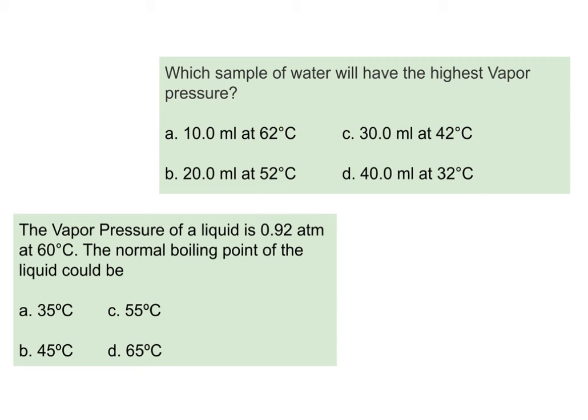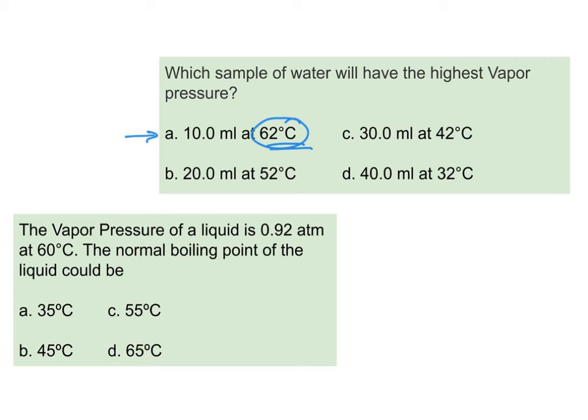Which sample of water will have the highest vapor pressure? Well, the one with the highest temperature, because we know that vapor pressure increases with the temperature. It doesn't matter how big our sample is. As long as we are given the temperature, the highest temperature will give us the highest vapor pressure.